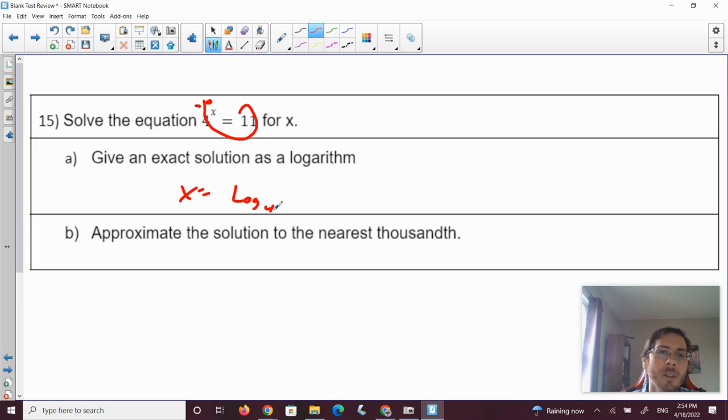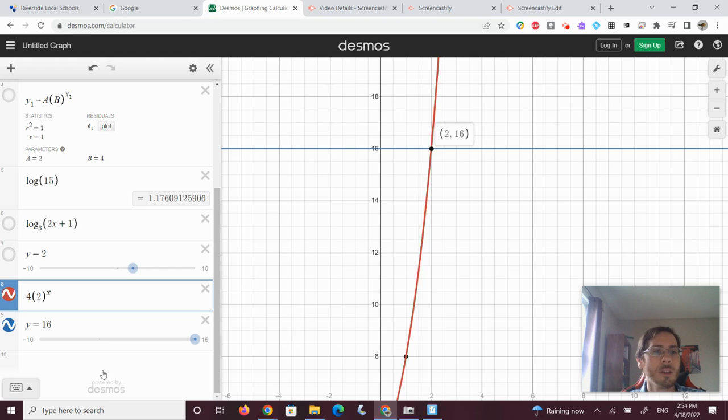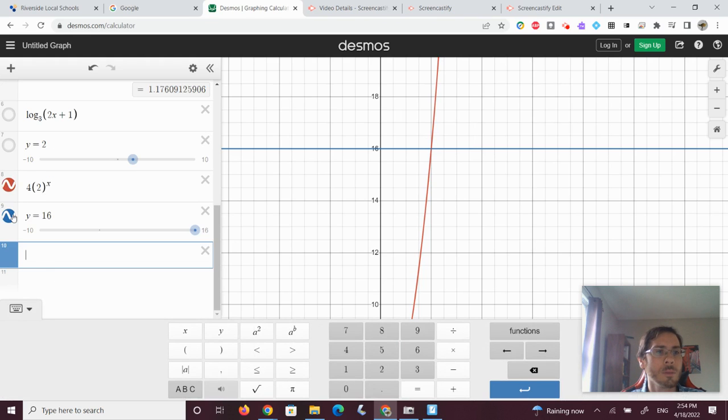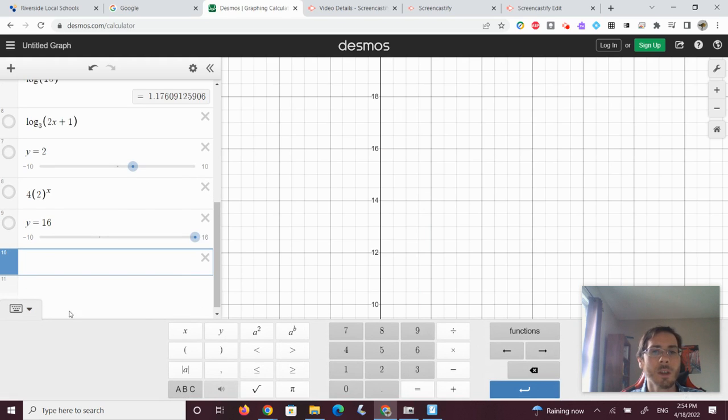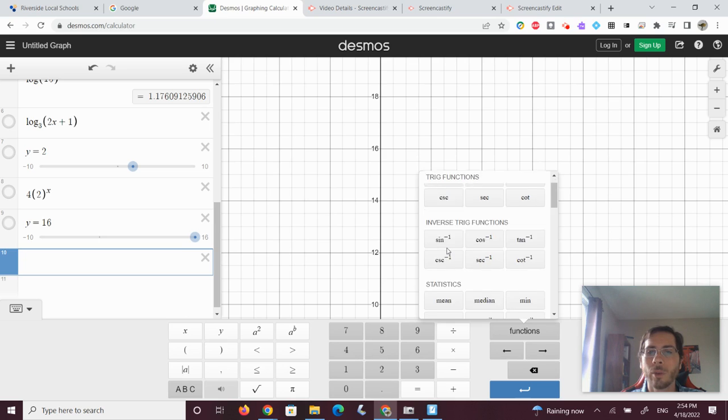So log base 4 of 11. All right, approximate the solution to the nearest thousandth. All right, I can just type that in now. Let's see. I'll just type it. So we're going to do log base 4 of 11.